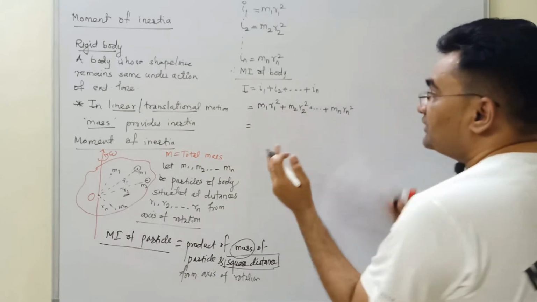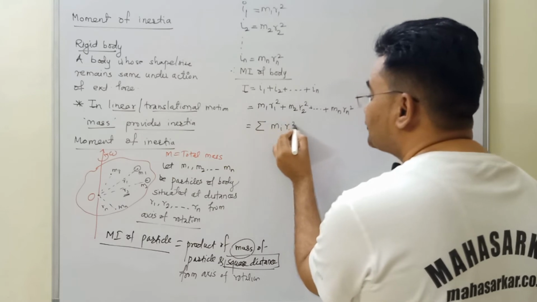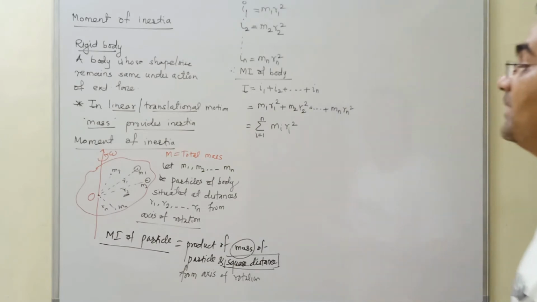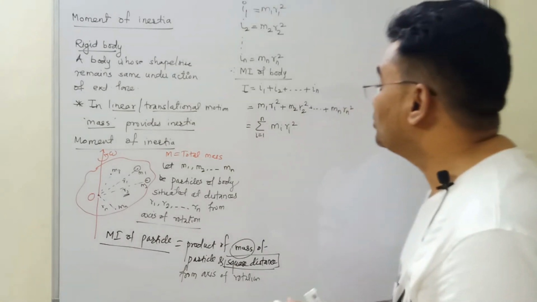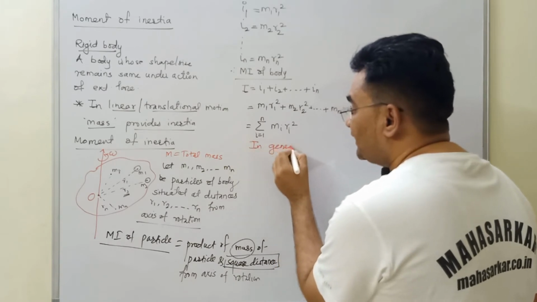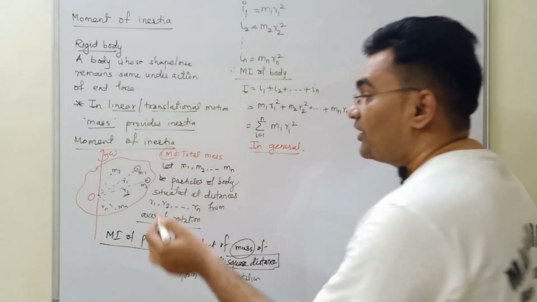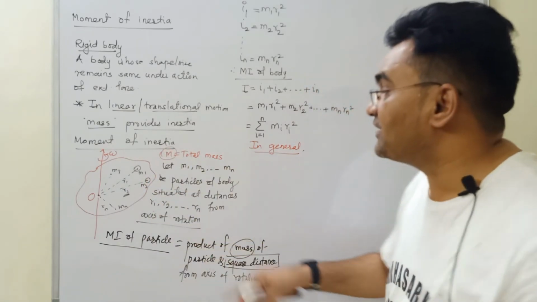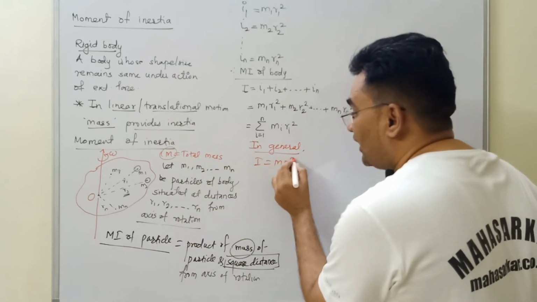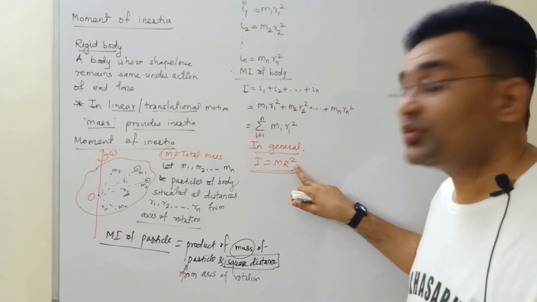So I can write this in the combined form as summation of mi ri square from i equal to 1 to n. In general, if the total mass is m and all the particles are at an average distance r from the axis of rotation, then moment of inertia is defined as I equal to mr square, mass into distance square.